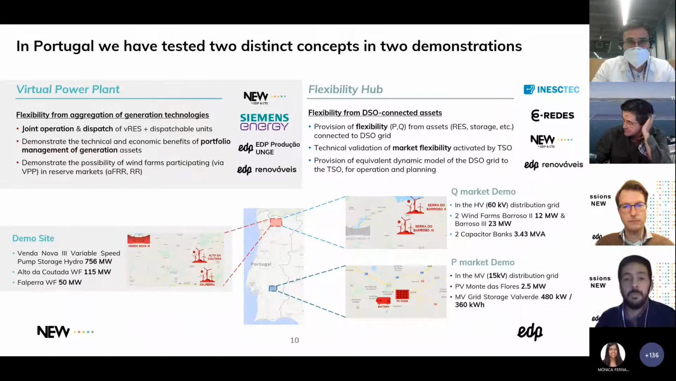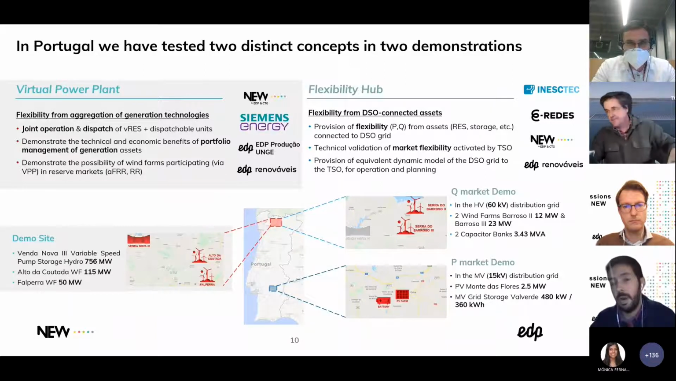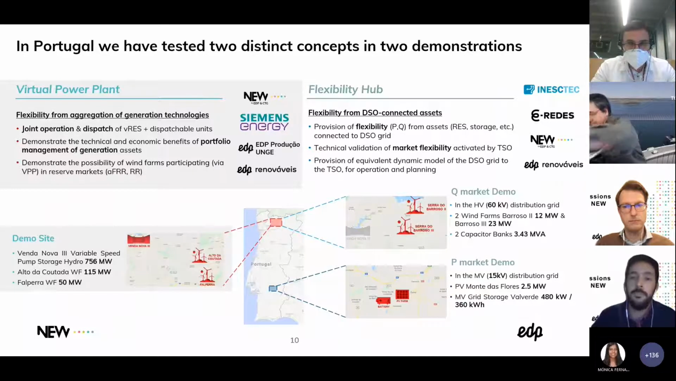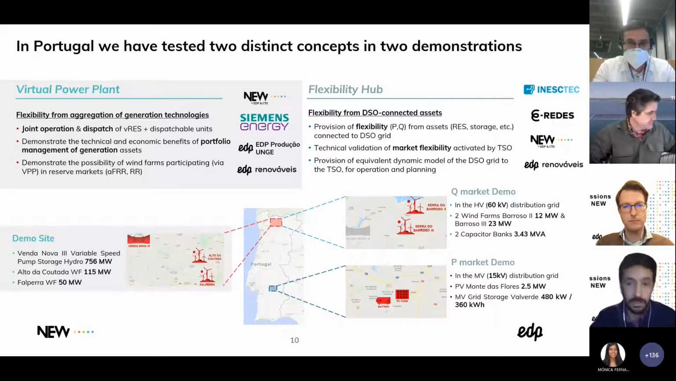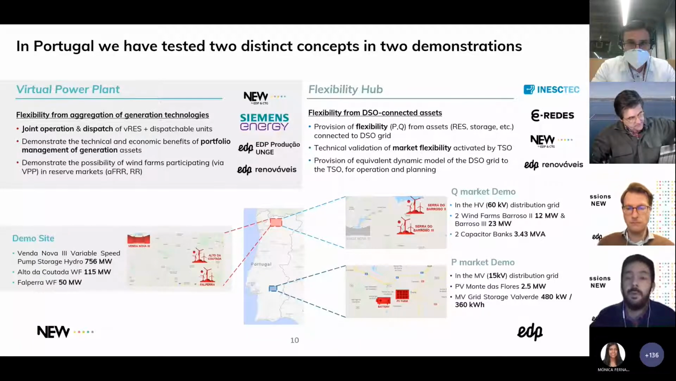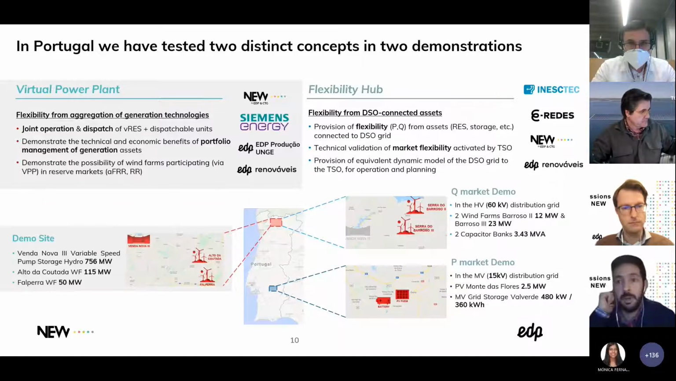And then on the flexibility hub, we're doing a different thing. We're trying to collect and use in the best way possible, and create conditions for, flexibility from DSO connected assets to be used. So we're talking about the provision of flexibility in the forms of active and reactive power in different settings from assets that are connected to the DSO grid. We're talking about RES plants, storage.